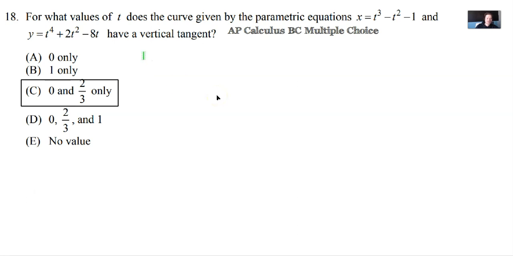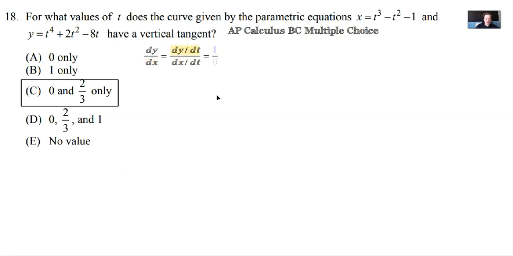When vertical tangents occur, that means you have division by 0. In other words, you have to exclude values from the derivative that lead to division by 0. As an example, dy/dx is defined for parametric equations as dy/dt over dx/dt.